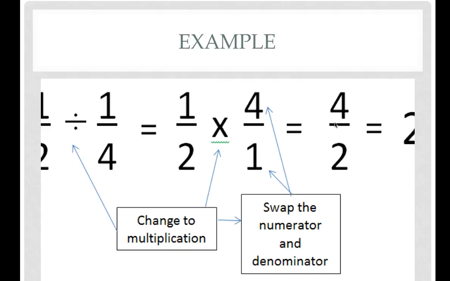You can check that by also taking the 2 right here and multiplying that by this 2, and you'll get 4. That's how you can check your answer.